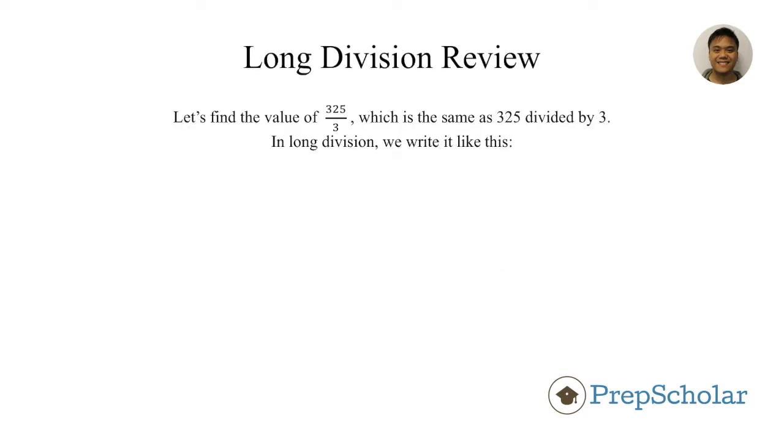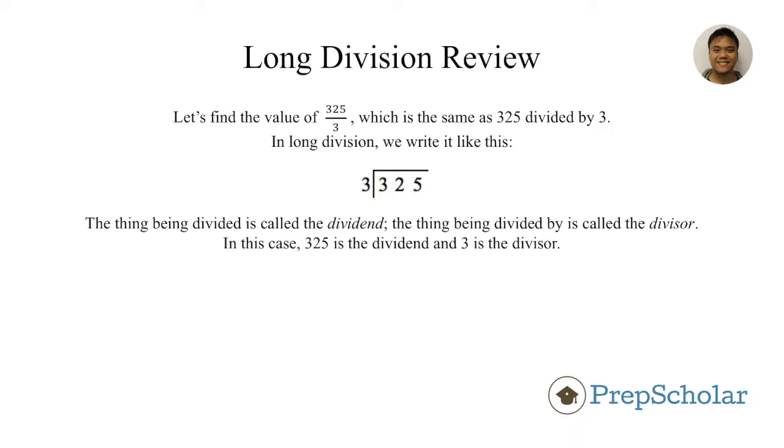First, let's review how long division works with regular numbers. Let's find the value of 325 over 3, which is 325 divided by 3. So we write it like this. We have this sort of L with a 325 under it and a 3 to the left. Just a couple of vocabulary words. The thing being divided is the dividend, and the thing being divided by is the divisor. So 325 is the dividend, and 3 is the divisor.